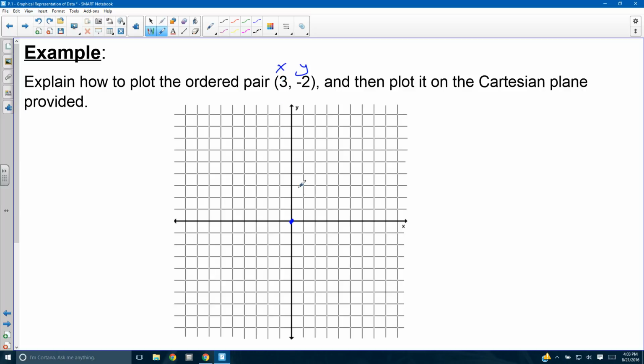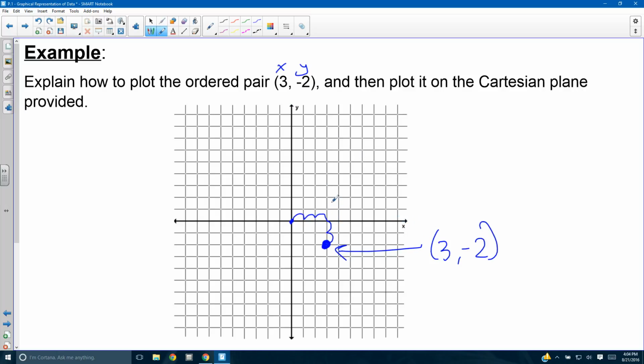The 3 is positive, and the positive x direction is to the right. So from my 0 value of x, I'm going to go 3 over. 1, 2, 3. I'm going to stop right there. And then for negative 2, I'm going to go 2 units downward because the negative y direction is downward. I'll go 1, 2 downward right there, and boom, this is the point right here at 3, negative 2. That's where it goes on the Cartesian plane. Again, this is x and this is y.